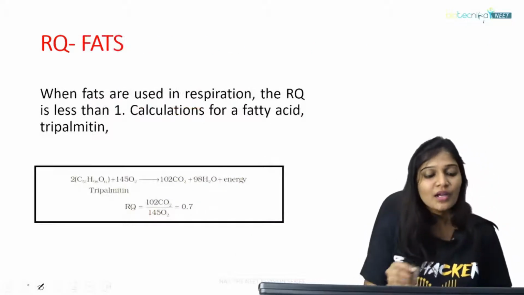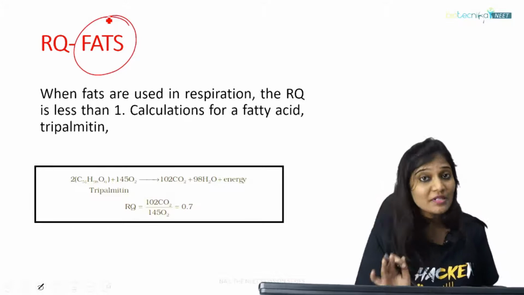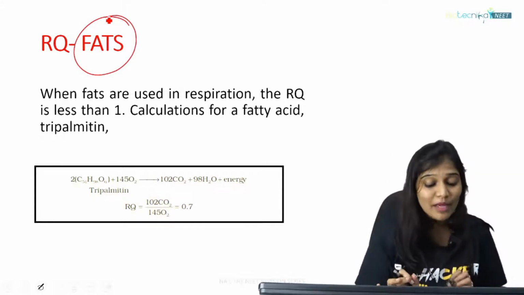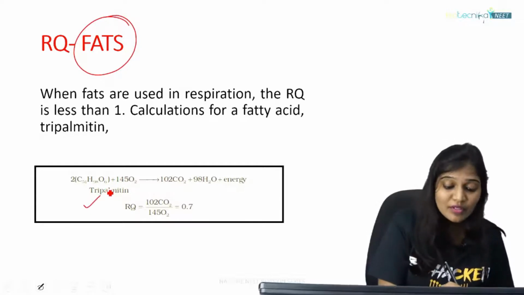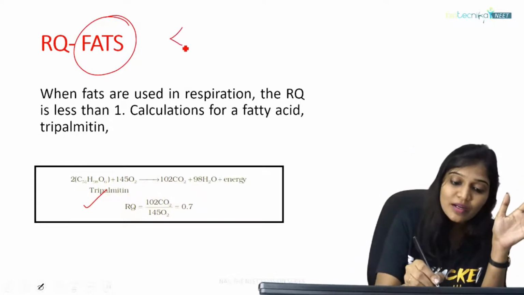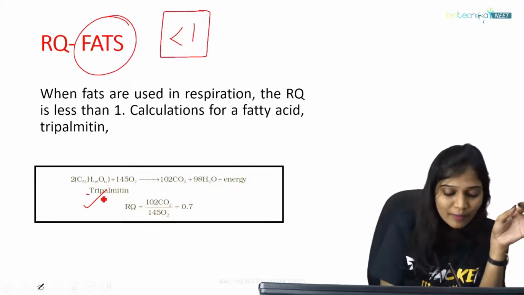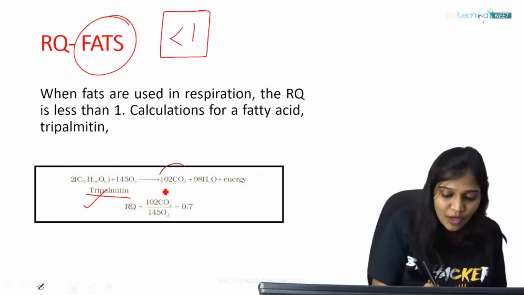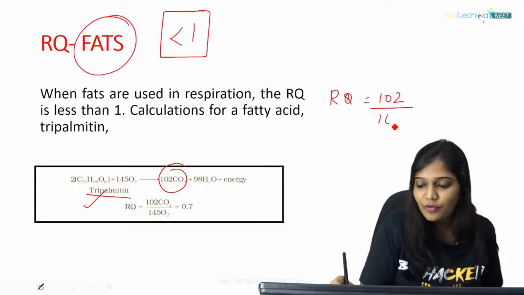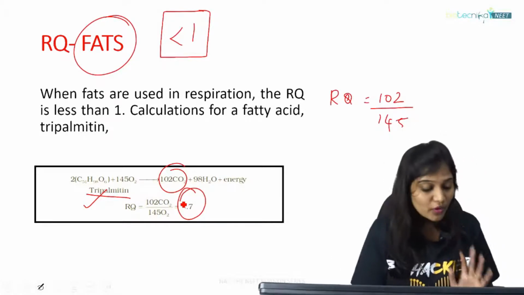The next one. When we're talking about fats, what's the RQ value for fats? Very specifically in your examination, they'll ask you tripalmitin, a fatty acid. So just remember this one. Suppose the question is asked for fats, just remember less than 1. But if they specifically ask you about tripalmitin, then go in for 0.7. You can see the RQ value for this one is 102 divided by 145. So the answer is going to be 0.7. So if it's tripalmitin, it's 0.7.